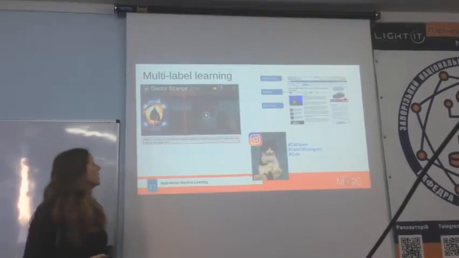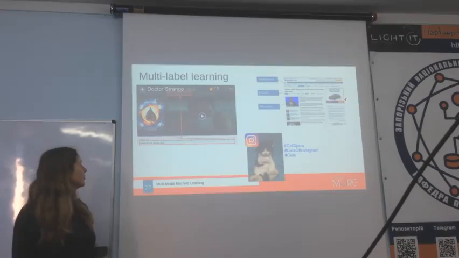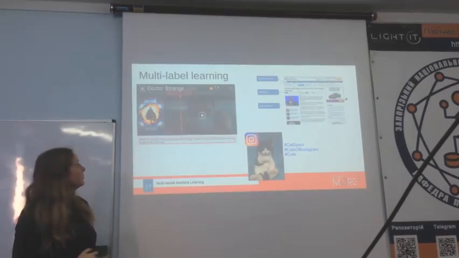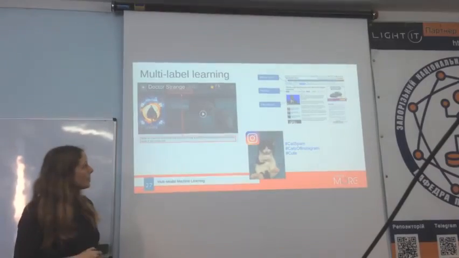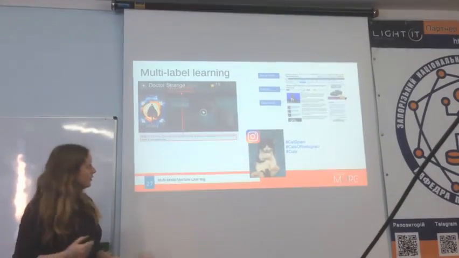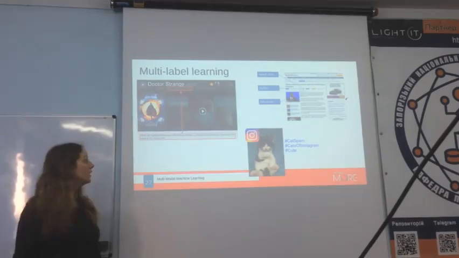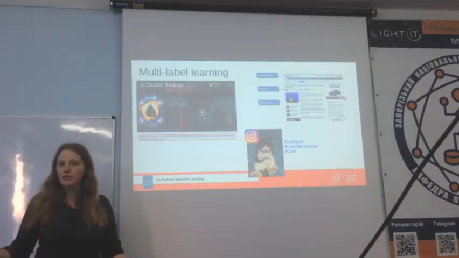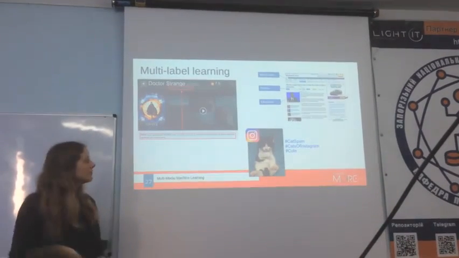Again, some examples. If you have, I think it's from IMDb, but also on Netflix or something, you can have a movie and it can have multiple labels, like in this case, action, adventure, fantasy. Also, articles usually can have a couple of labels. Or you can also see the hashtags on Instagram as labels. And there also usually you have more than one, you don't have none of them.